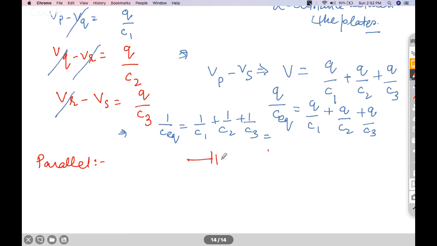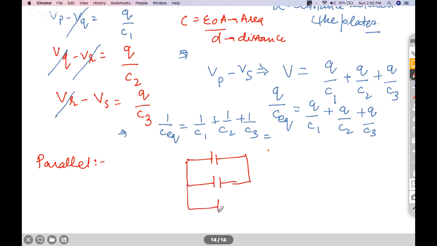In parallel, C is equal to epsilon naught A by D. This is area, and this is distance between the plates. And epsilon naught you know already. So these are, if these capacitances are in parallel like this.